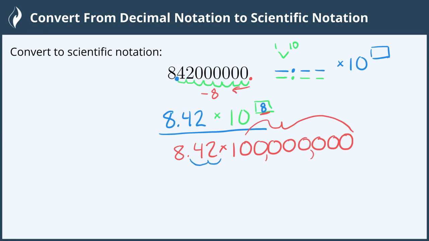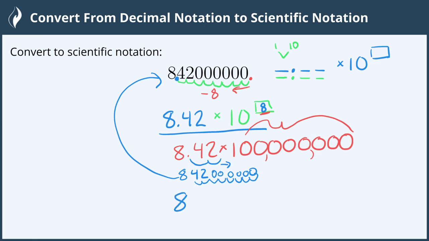So I would move it 8 place values this way, giving me 8, 4, 2, and then fill in the rest, 1, 2, 3, 4, 5, 6, 7, 8, which is the exact same number we started with. That means that our scientific notation of 8.42 times 10 to the 8th is the correct scientific notation for our number of 842 million.